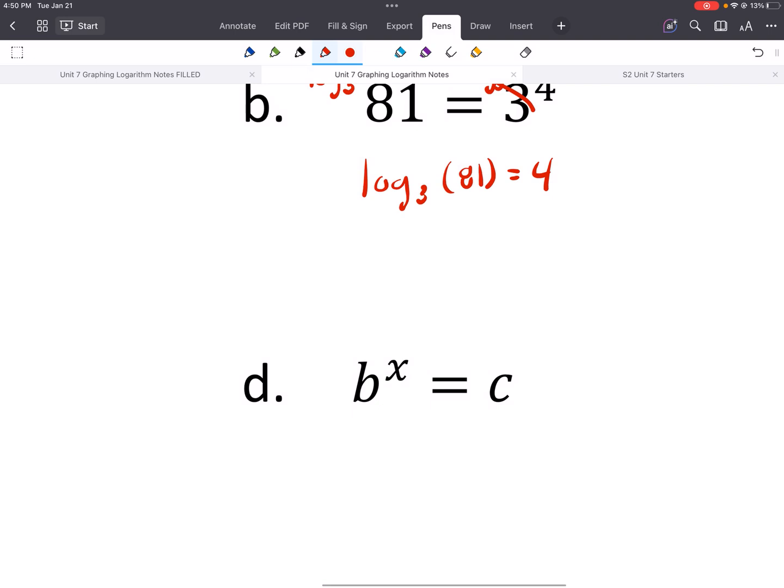If we do D, again, we're trying to get rid of the base, so we would do its inverse, so log base B. So we'd end up getting x is equal to log base B of C. So this is just kind of generic, like it could be any number for B or C.